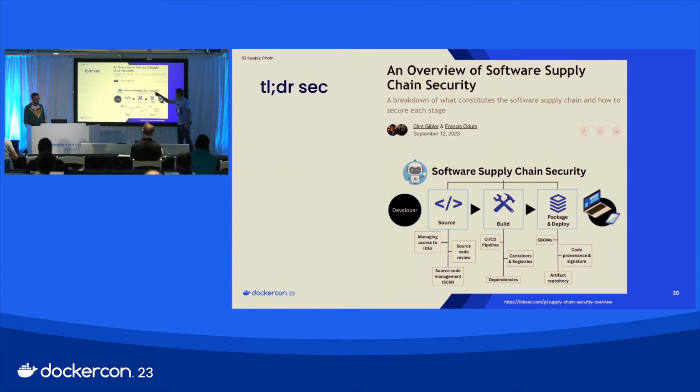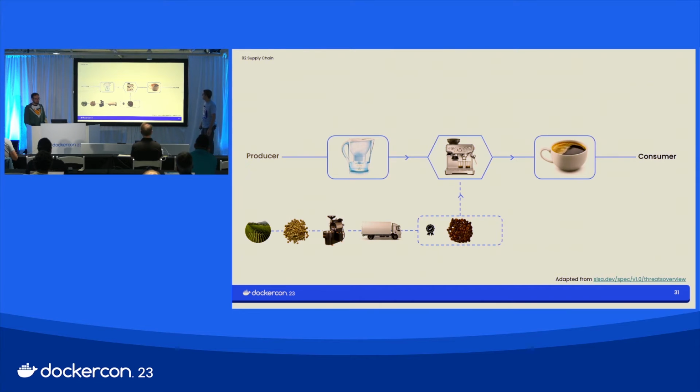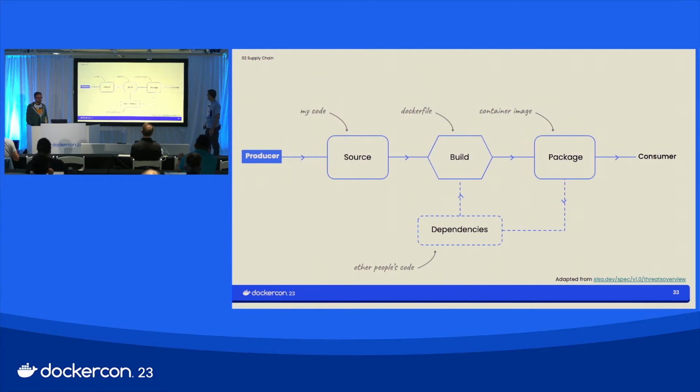And so when we think about source, build, and package and deploy, how do we map them onto this analogy? Well, you have your sources, your coffee beans and your water. You have your build system, your coffee maker, right? And then you have your packaging, the cup, the mug. And you as a consumer or a producer of these things are at either end of this. So how do we map that into what we do as software developers?